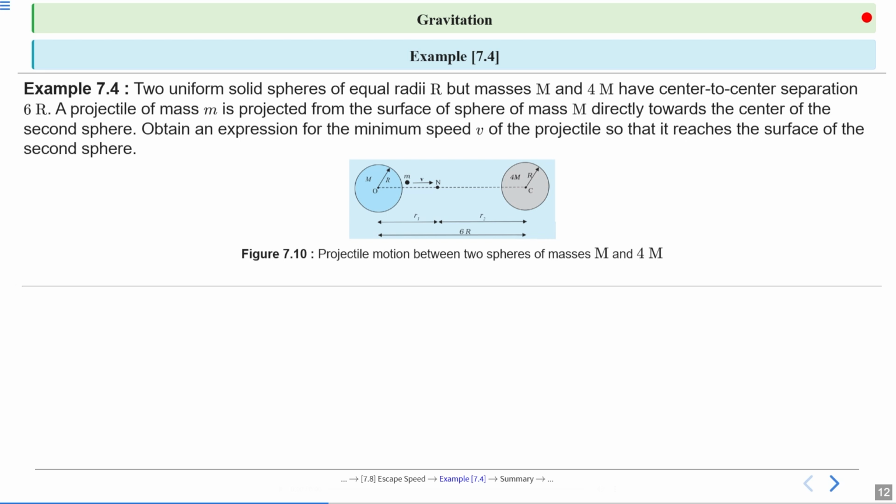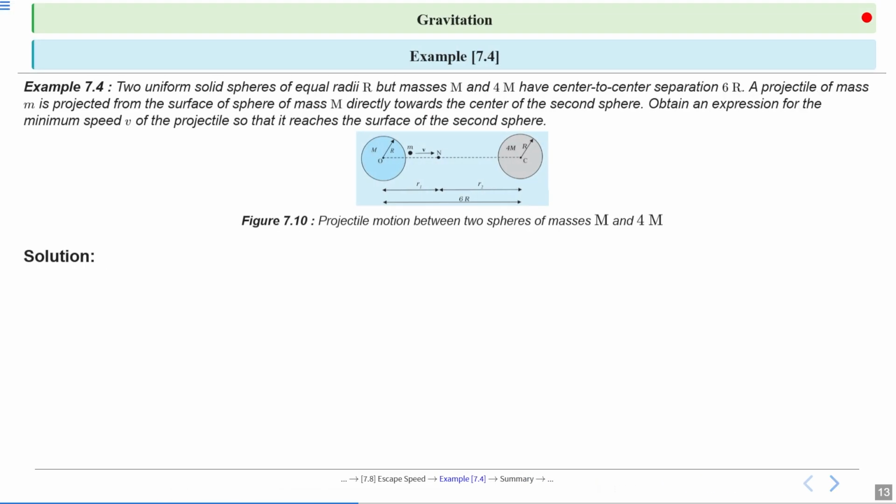Example 7.4. Two uniform solid spheres of equal radii r, but masses M and 4M, have center to center separation 6r. A projectile of mass m is projected from the surface of the sphere of mass M directly towards the center of the second sphere. Obtain an expression for the minimum speed v of the projectile so that it reaches the surface of the second sphere. Alright, so we will solve this example.